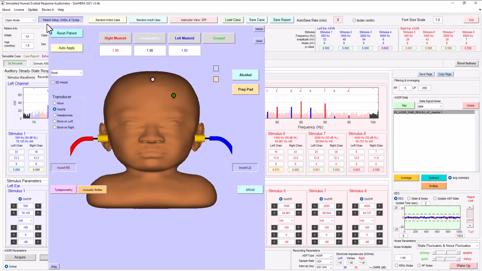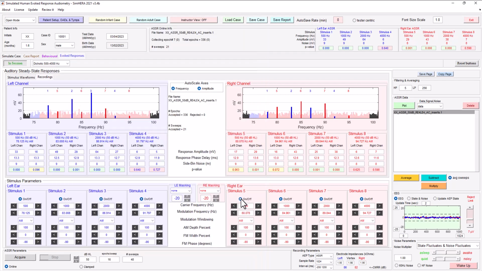How you do that is go into patient setup, click on bone left or bone right. We're going to do bone left. And to reduce out interactions, we're going to turn off the right stimuli. And we're also going to turn off these frequencies because we're just interested in that 4,000 hertz.